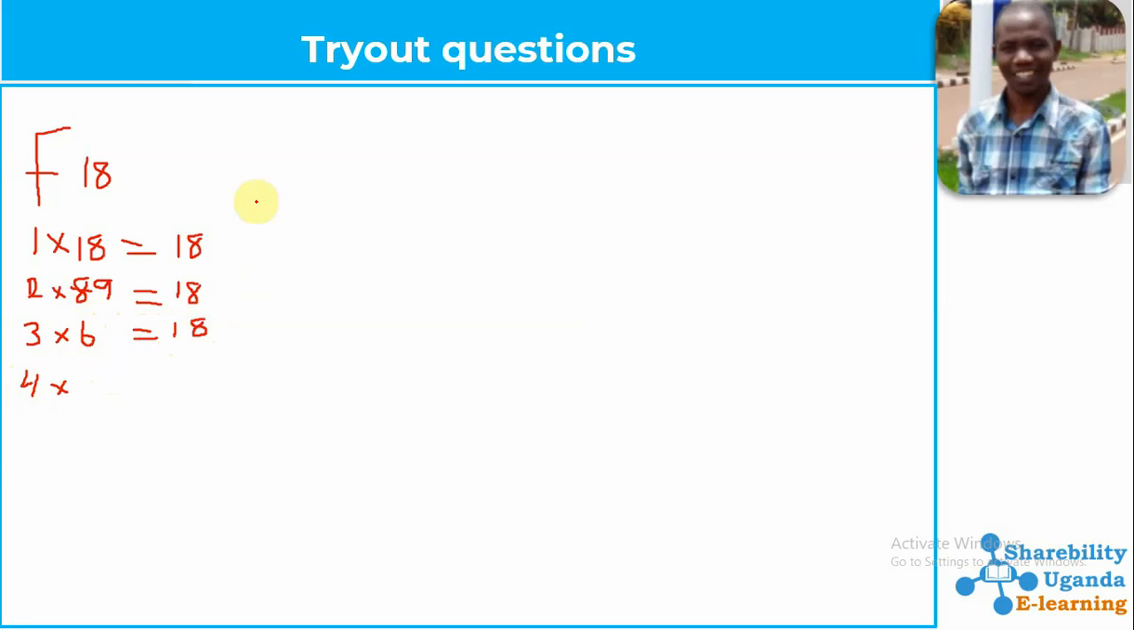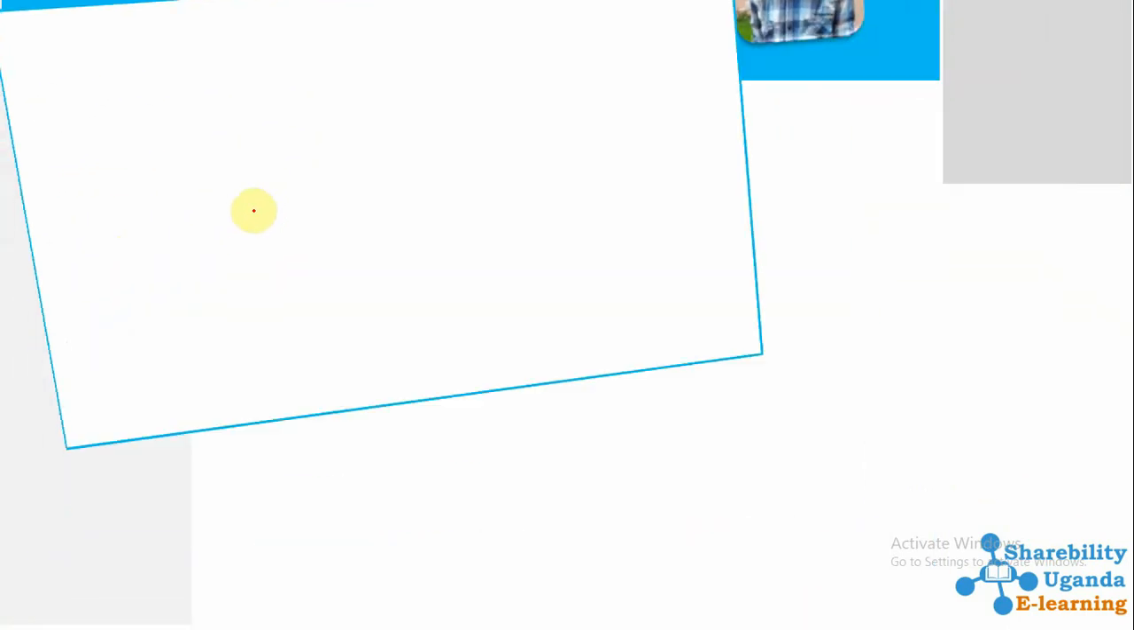It's not there. So here we finalize and say that our factors of 18 are 1, 2, 3, 6, 9, and 18. These are our factors of 18.